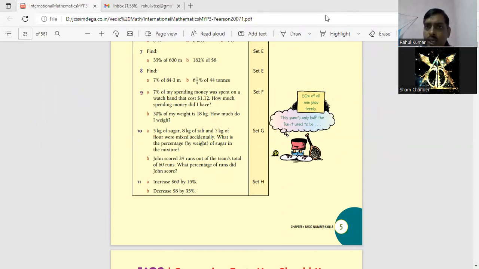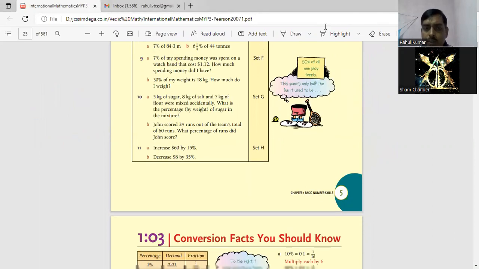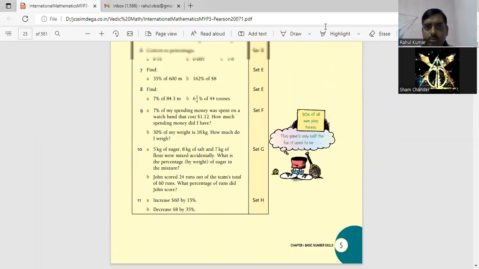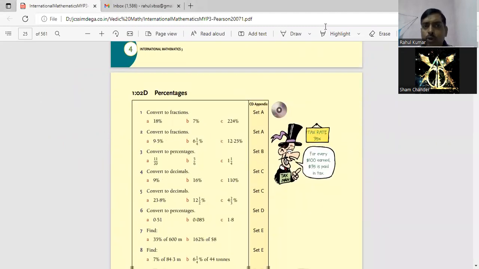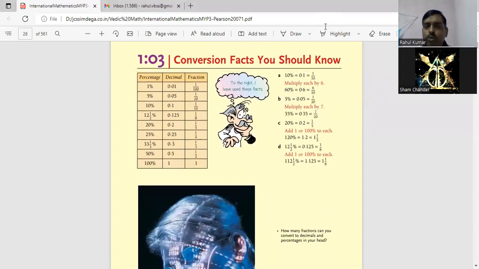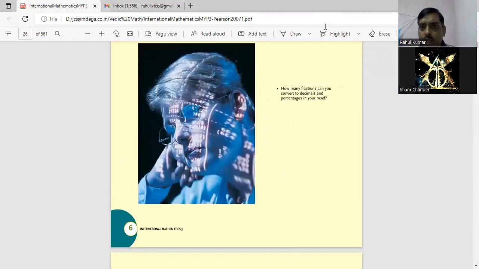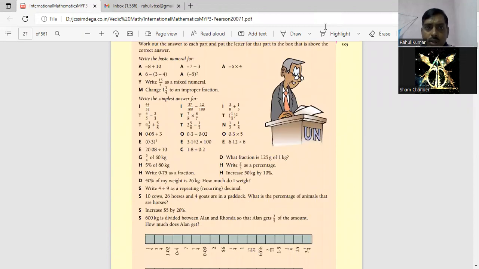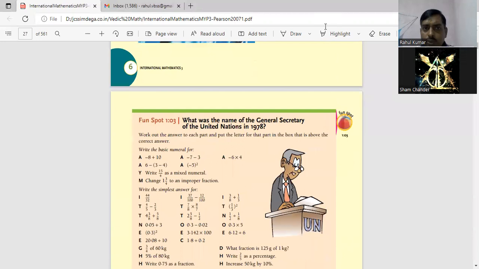So in this way, I think you understood how to find the percentage. Right now? Yes. Good. So solve all the questions of 1.02D for today. Conversion facts you should know. You have to understand 1% and how you are going to convert percentage to decimal and decimal to fraction, or either way. Till now you can solve all the questions. So for this, you need to solve all the numerals here again for the revision.